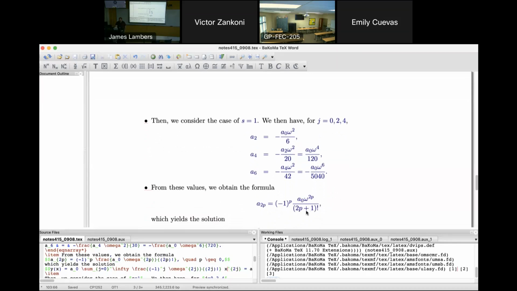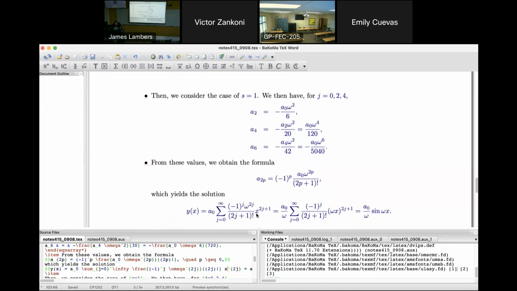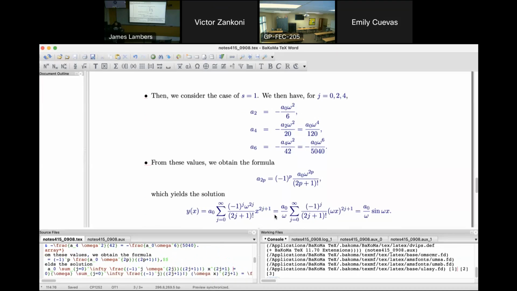Same formula as before, except we have 2p plus 1 factorial down below. And then we substitute that into the power series, but now we have x to the 2j plus 1. Why? Because your general power series is x to the j plus s, and s is now 1. So that's why we have this plus 1 here. Now, here we have omega to the 2j. Here we have x to the 2j plus 1. But I'd like to package the omega and the x together. So what I'm going to do is multiply and divide by omega. So we have omega in the denominator outside, omega in the numerator inside.